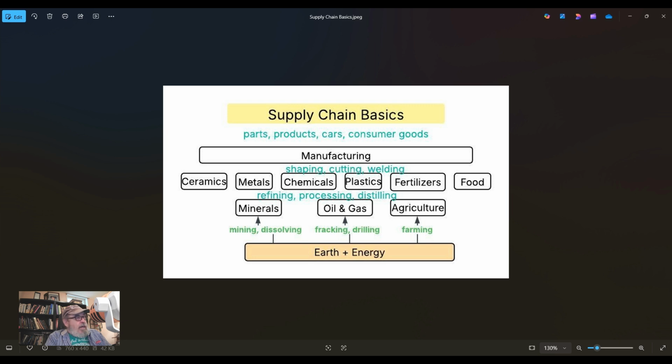And then from this commodity-like level of products, you can, for instance, with metals, shape, cut, weld, combine, glue, whatever, transform the commodity-like materials into another layer, more complicated products through manufacturing. And of course, with manufacturing you make all sorts of parts and products and cars, consumer goods. So from the bottom to the top, each one of these separate chains to each product is a supply chain for each individual product that ends up at the top.